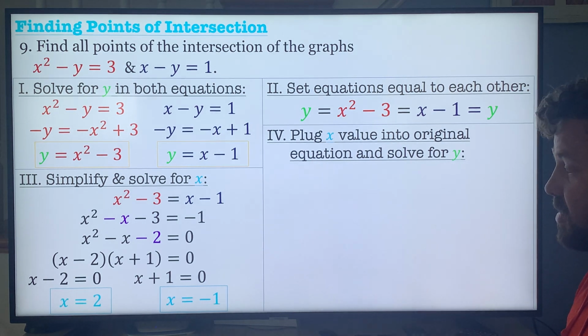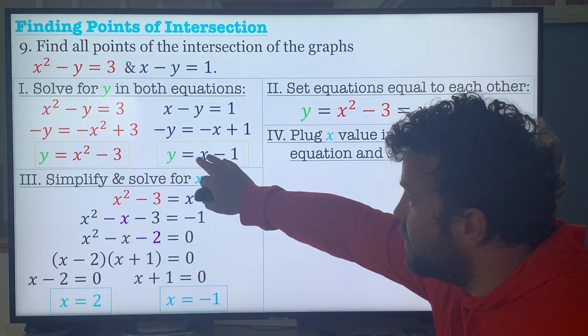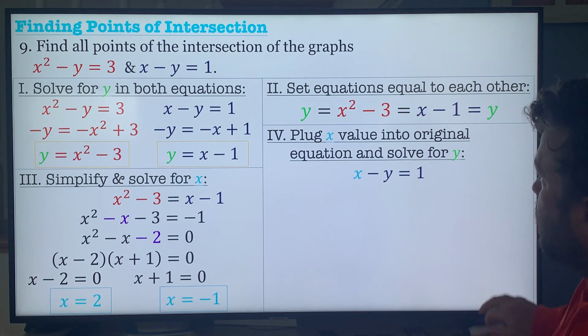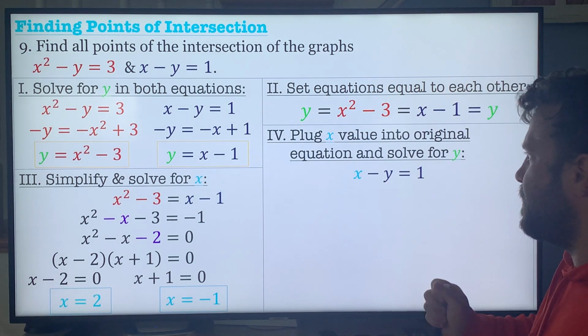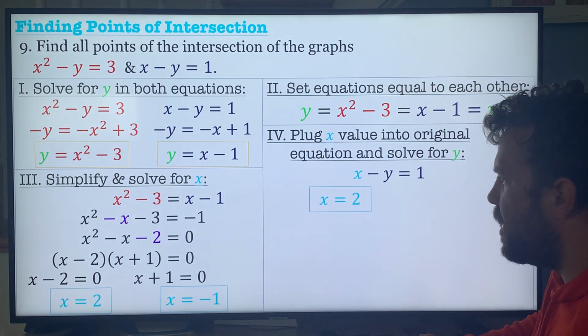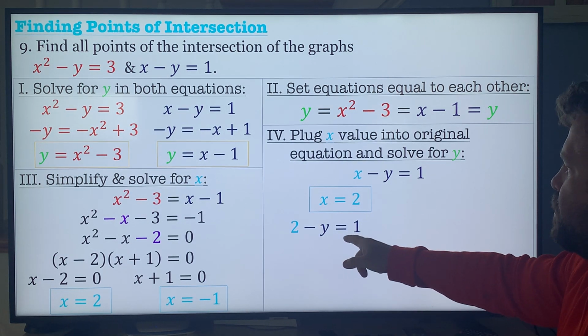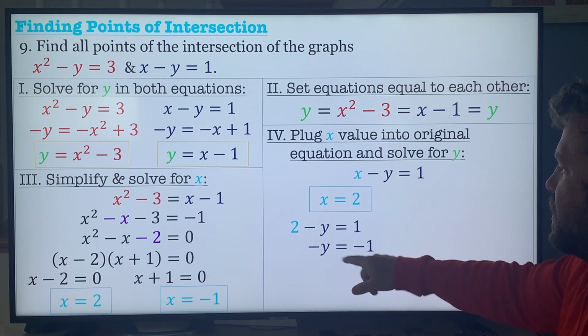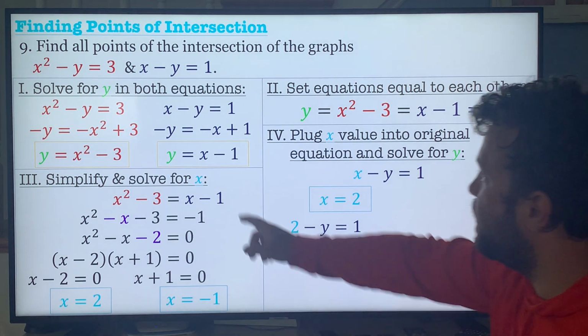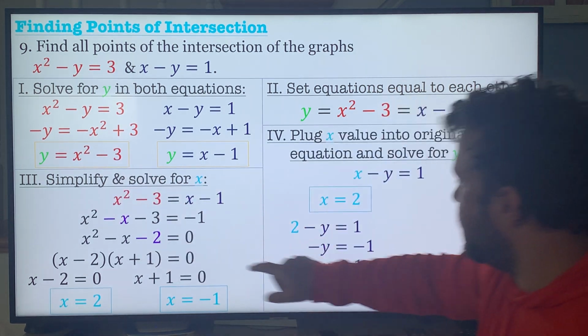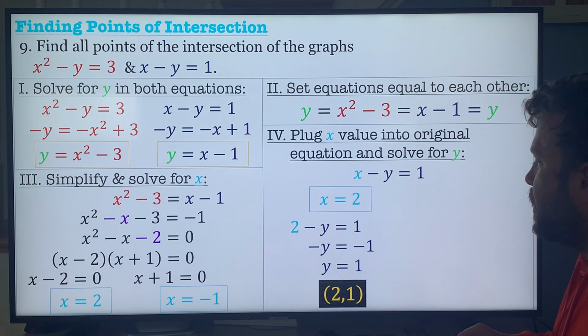Now in order to find the y values, I take these x values and I plug them into which equation? It doesn't matter. This equation, this equation, this equation, this equation. They're all the same. I chose this equation because then I don't have to square anything. So if I plug in 2, 2 minus y equals 1. Subtract 2 from both sides, divide by negative 1, and y equals 1. If I plug 2 in here, 2 minus 1, it's 1. 2 squared is 4, minus 3 is 1. You're always going to get 1. So my point is 2, 1.